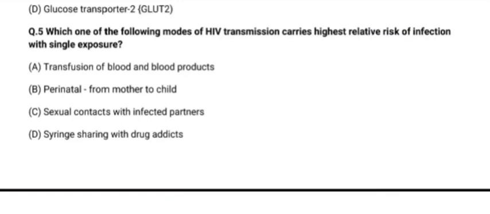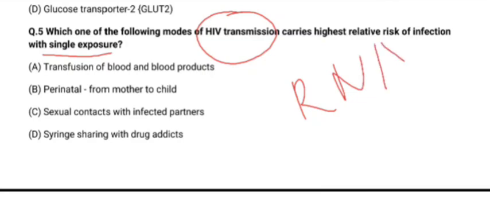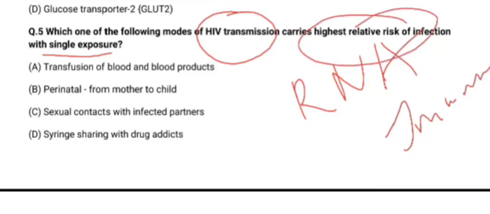The fifth and last question for our discussion is, which of the following modes of HIV transmission carries highest risk of infection with single exposure? You know that HIV is caused by human immunodeficiency virus, and it is an RNA virus, and it damages our immune system. So which poses highest relative risk? It will be transfusion of blood as well as blood products. So the correct answer is option A.